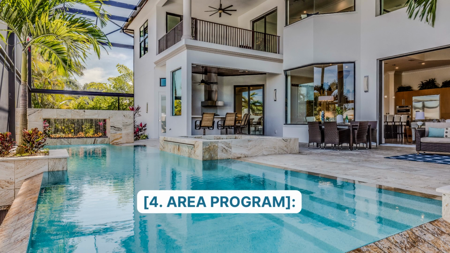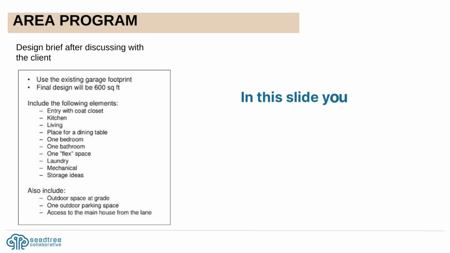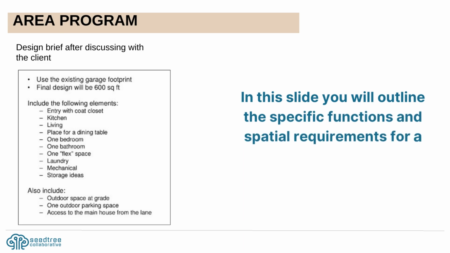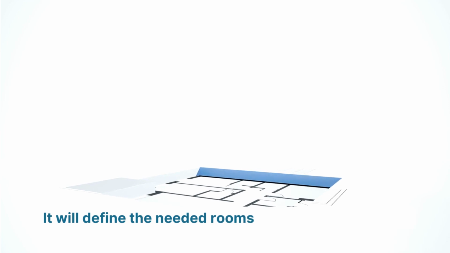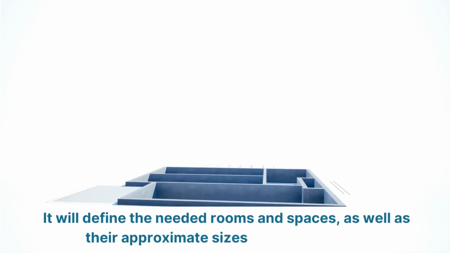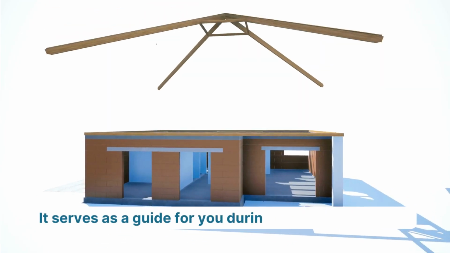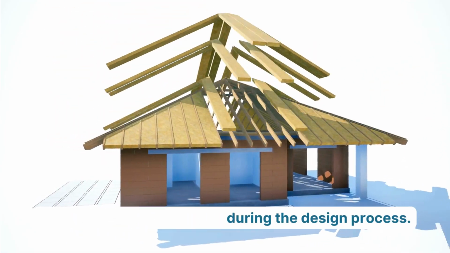Number 4. Area Program. In this slide you will outline the specific functions and spatial requirements for a building or project. It will define the needed rooms and spaces, as well as their approximate sizes and distribution. It serves as a guide for you during the design process.